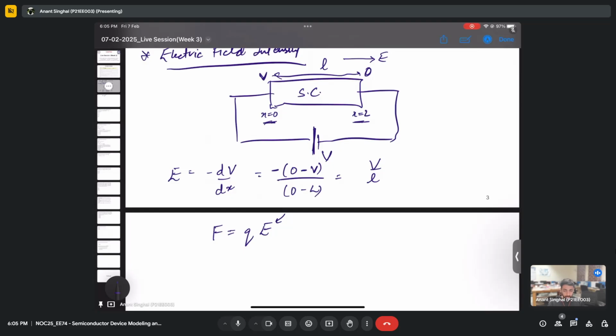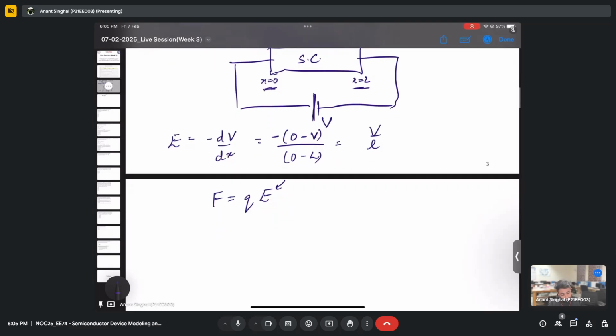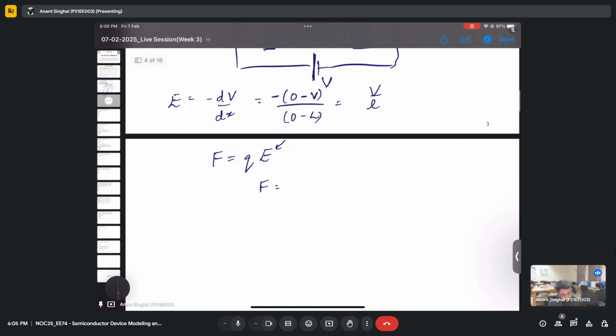So for electrons, we know that the charge is negative. So let's say I'm denoting the force as minus QE because of the negative charge. Hence the force experienced by the electrons is opposite to the direction of electric field. So you see, let's say this is the voltage. As I said, the electric field is in the direction of high potential to low potential. So the force on the electron will be like this.